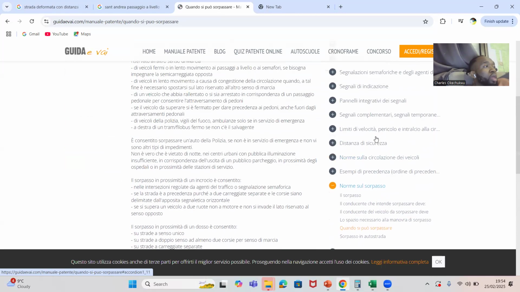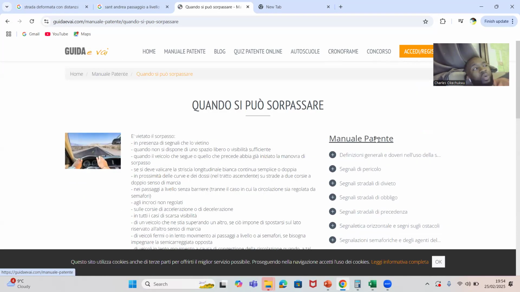Now, everything we don't discuss now, I'll be asking more questions here. When can you overtake? Now, if you're a student here, if you never understood everything we discussed before, you have the opportunity here. They say, when can you overtake?